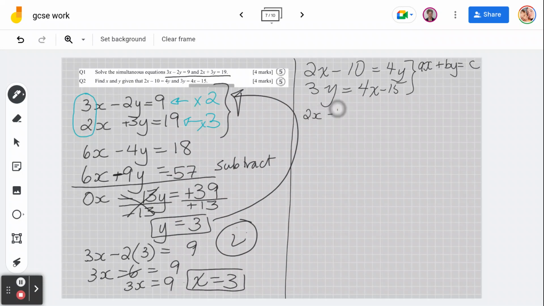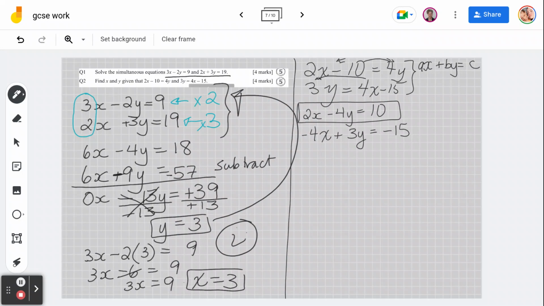2x minus 4y, because we bring this over, equals 10. And we bring this over. So this is our first equation. Our next equation, we want negative 4x, because we're bringing this over, plus 3y equals negative 15. Now there's some negatives here, lots of negatives.